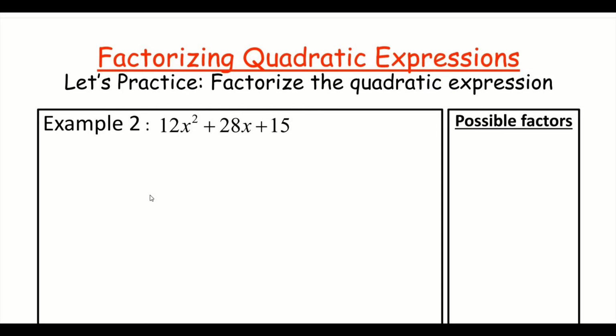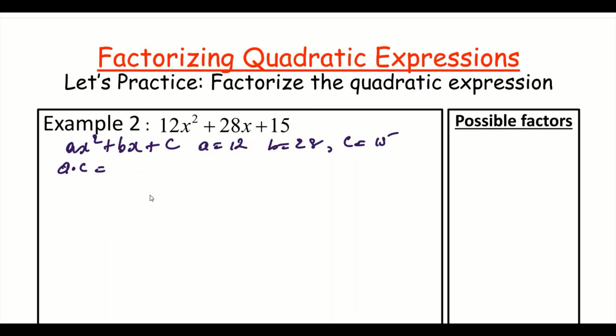Now for question 2, we have 12x squared plus 28x plus 15. The first thing we need to establish is that it's in the form of ax squared plus bx plus c. Yes, we have the x squared first, then the x term, then the constant. Good. So by comparison, a is equal to 12, b is equal to 28, and c is equal to 15.